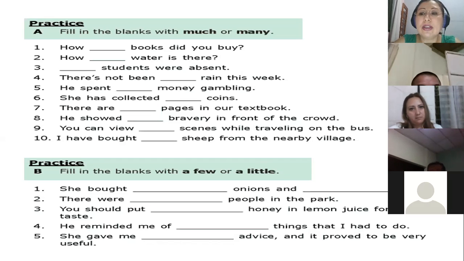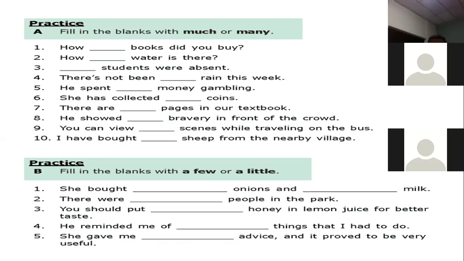Okay, number 3, how much or how many? How many students? Because we can count. For example, I can say I have 1, 2, 3, 4 with Larissa, 5 with Katia, 6 with Julie, and 7 with Barbara. I have 7 students in my class, so I can count them. Okay, very good. How many students were absent? Number 4, there hasn't been any or much? Much rain this week. Yes, because we are not measuring the cubic meters, okay? So we are measuring just rain.